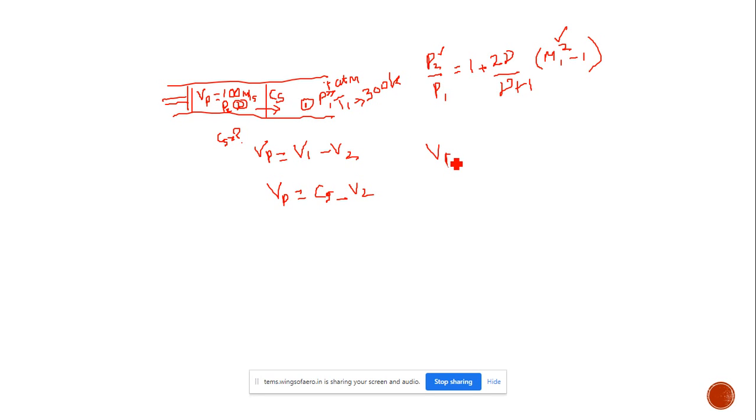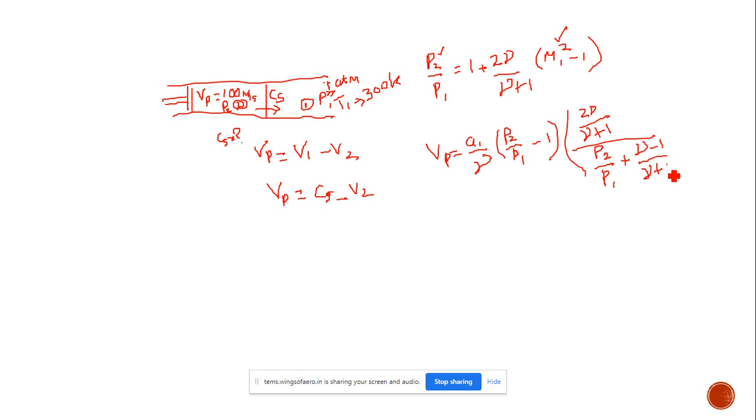We have one formula: Vp equal to A1 divided by gamma into P2 by P1 minus 1 into the square root of 2 gamma divided by gamma plus 1, the whole divided by P2 by P1 plus gamma minus 1 divided by gamma plus 1, the whole power 1 by 2.